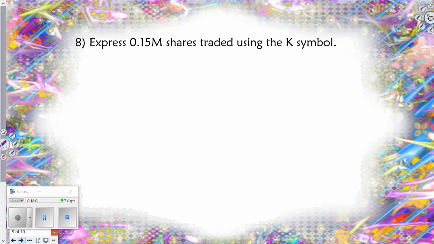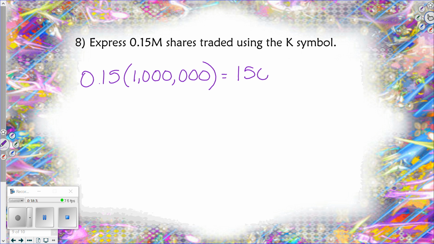Number 8. Express 0.15M shares traded using the K symbol. So what's 0.15M? That's million. So first we're going to have to take this to a million, so we would multiply by 1 million, or move the decimal how many spots? 6. It's 150,000, right? Make sure I did my math right. So this is the actual number of shares.